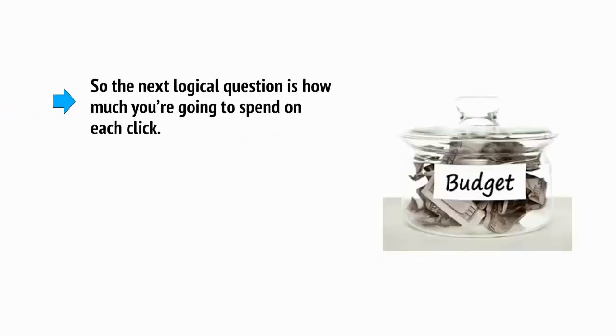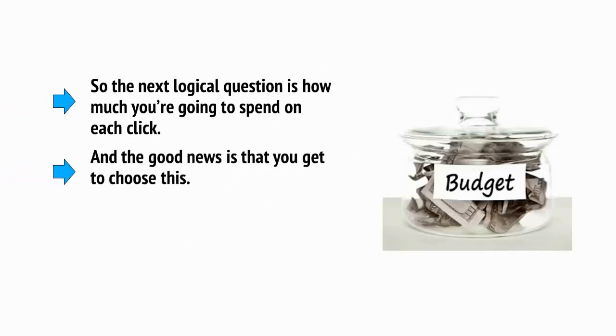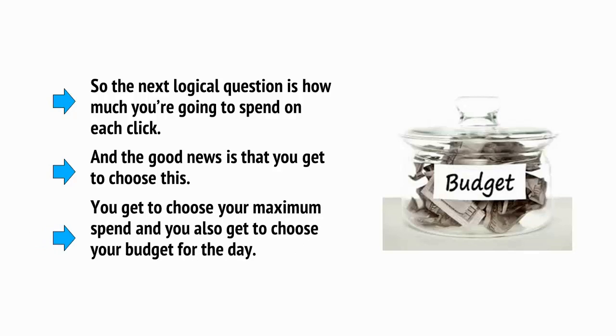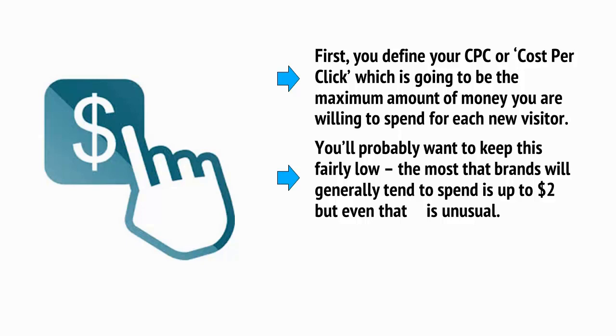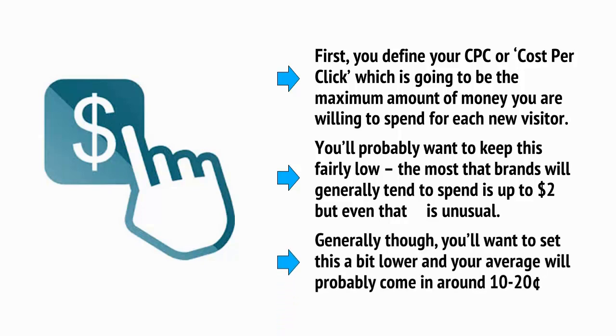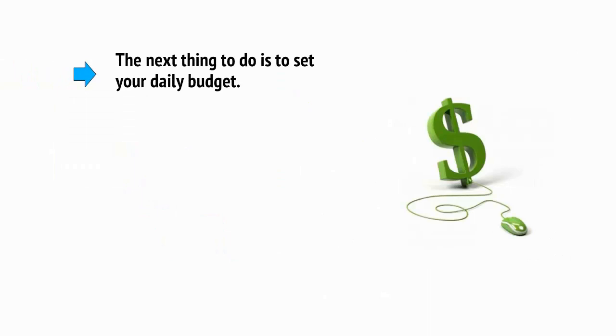So, the next logical question is how much you're going to spend on each click. And the good news is that you get to choose this. You get to choose your maximum spend and you also get to choose your budget for the day. First, you define your CPC or cost per click, which is going to be the maximum amount of money that you're willing to spend for each new visitor. You'll probably want to keep this fairly low. The most that brands will generally tend to spend is up to $2, but even that's unusual. Generally, though, you'll want to set this a bit lower and your average will probably come in at around 10 to 20 cents.